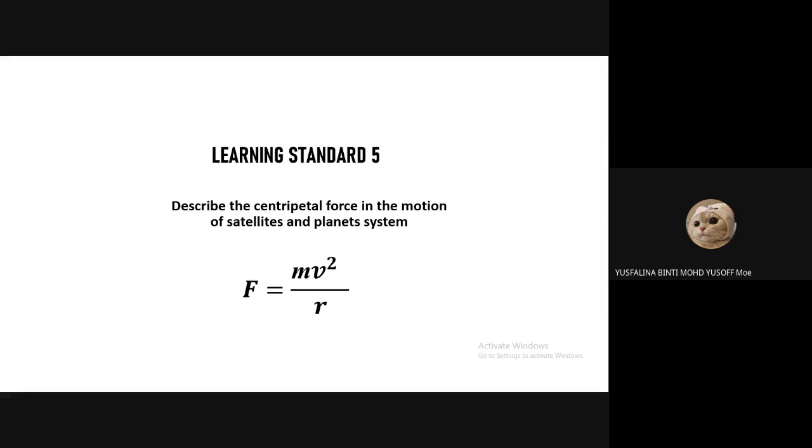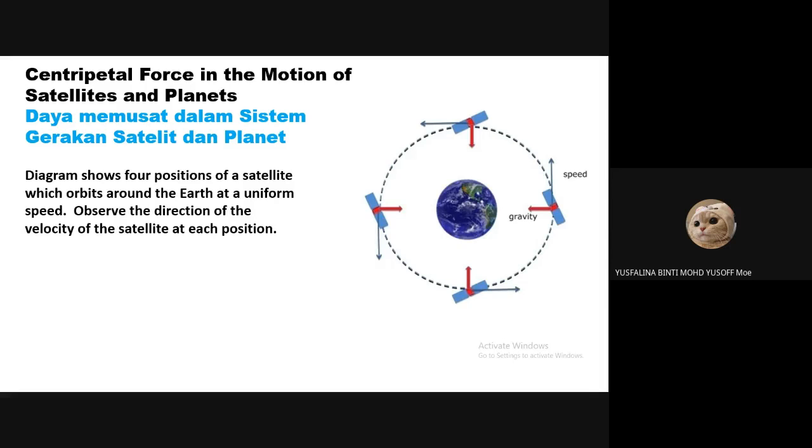Okay, describe the centripetal force in the motion of satellite and planet system. Okay, so this is the new topic that we're going to learn. Centripetal force in the motion of the satellite and the planets. The diagram shows four positions of a satellite which orbits around the Earth at a uniform speed. So you have to observe the direction of the velocity of the satellite at each position.